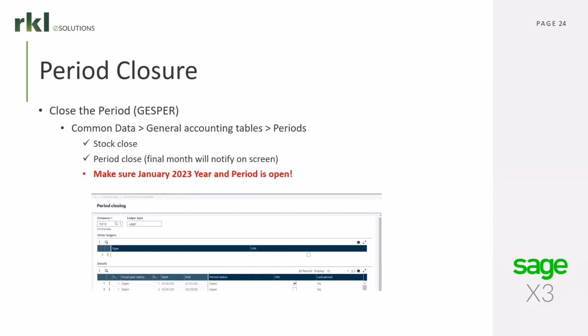Going into the period closure, there is a period closing function available, and you can also close the period from the actual period setup. And when we're closing the period, you would just check off the period that you need to close, and you can do multiple at one time. And also here, if we're closing the 12th period and ready to close the year, we're going to make sure that 2023 year and period have been created and they're open.